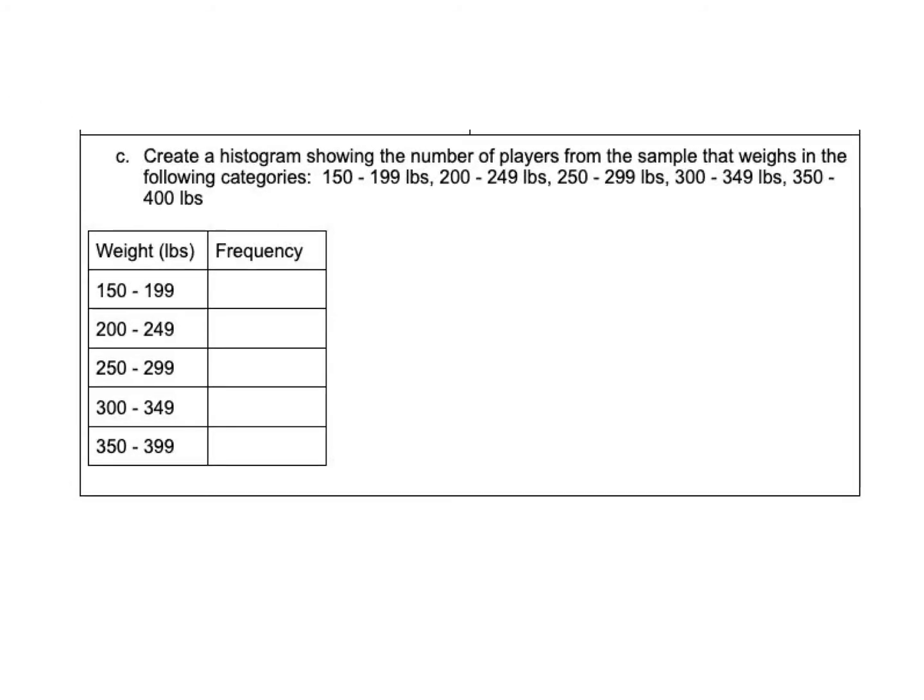Creating a histogram. Fun stuff. Still going off the same data that we just did, but we're going to be creating a histogram this time. So here's the deal. We've got our weight categories on the left, and then we have what's called frequency. Frequency just means the number of times something happens, or something occurs.